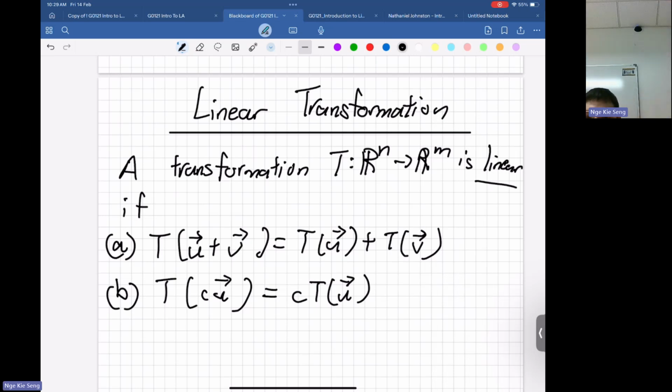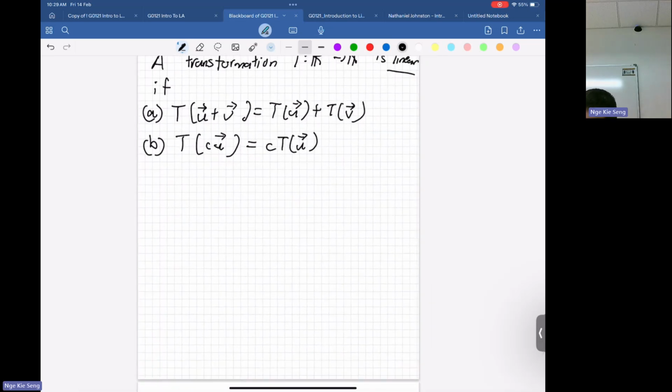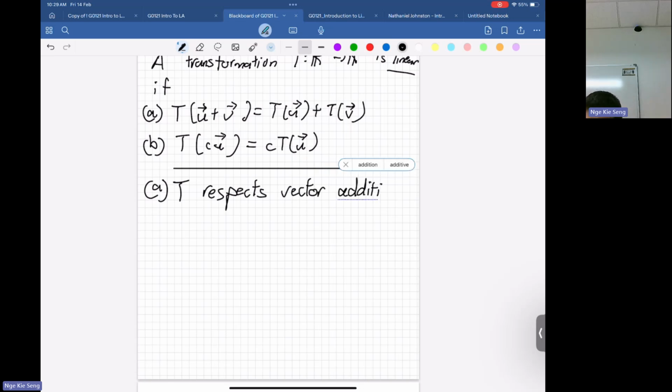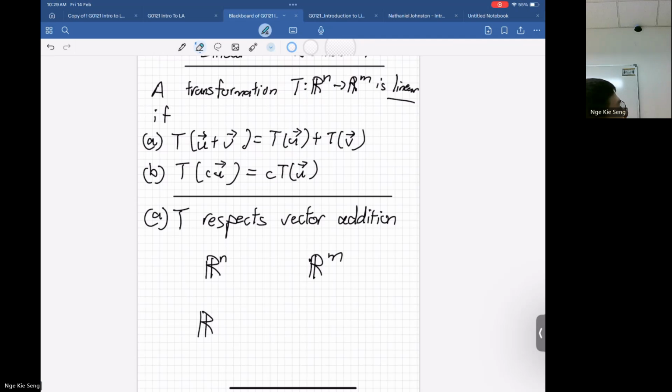There's one thing I want to share with you here, so let me draw something. For this part A, we will say that T respects vector addition. What's the other way to see this? Let's put our domain and codomain here. This equation really describes two paths.